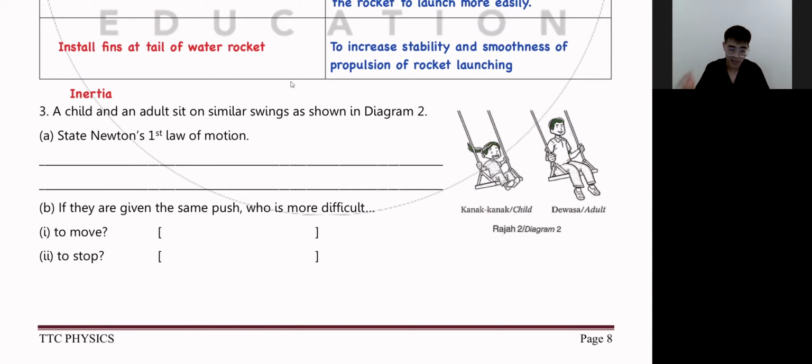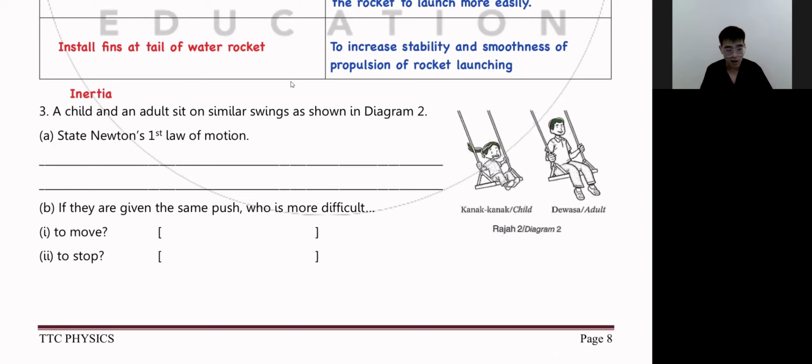Like I said, if an object remains at rest, the object will want to remain at rest. And if the object is moving, then the object will want to continue moving. So that's the tendency. The feeling of the object wanting to continue moving is called inertia. So the 3a question asked, state Newton's first law of motion. It's actually related to inertia, like I said, the things that I explained just now.